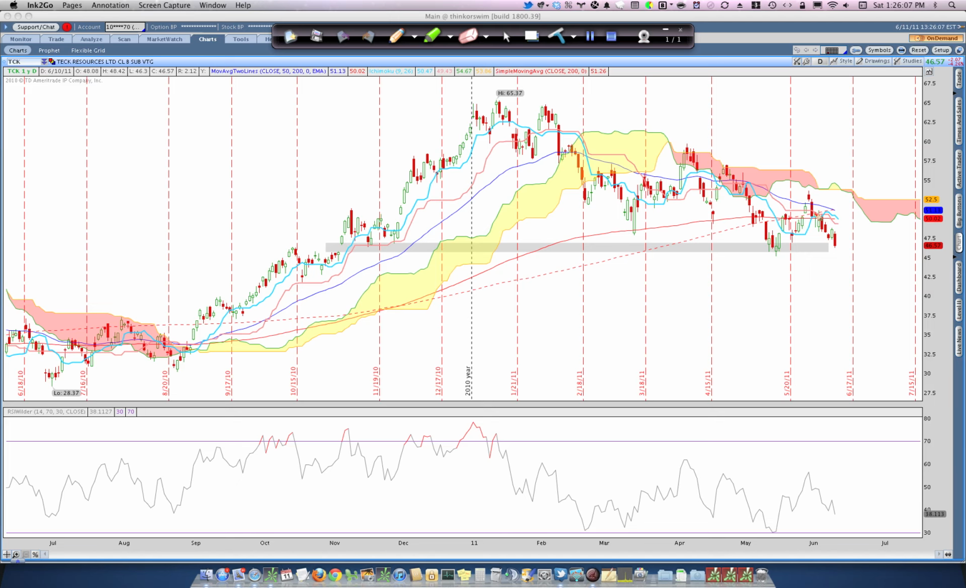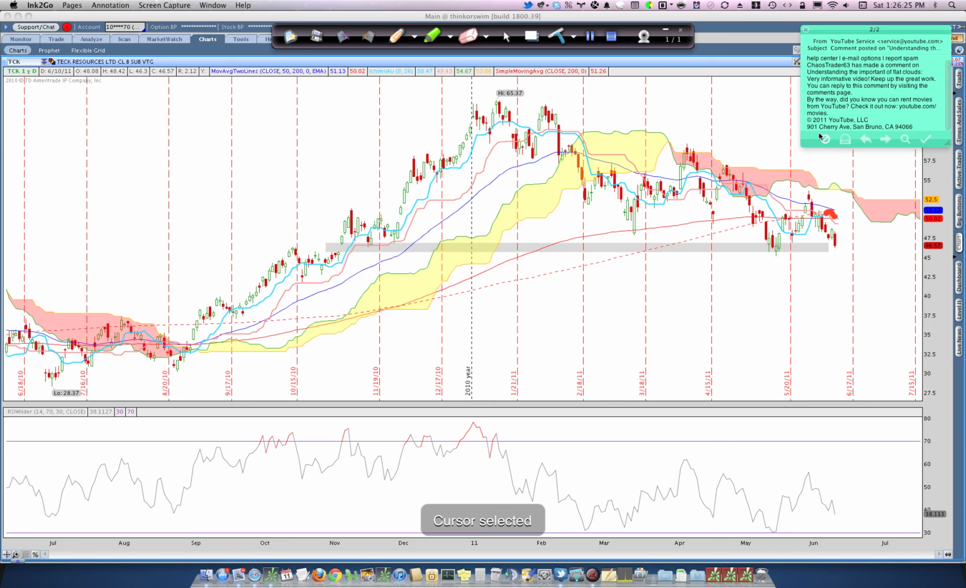Here we have a positive crossover, but because price is below the cloud, it's a weak signal, and it was certainly followed by more weakness. Don't you hate it when that happens?